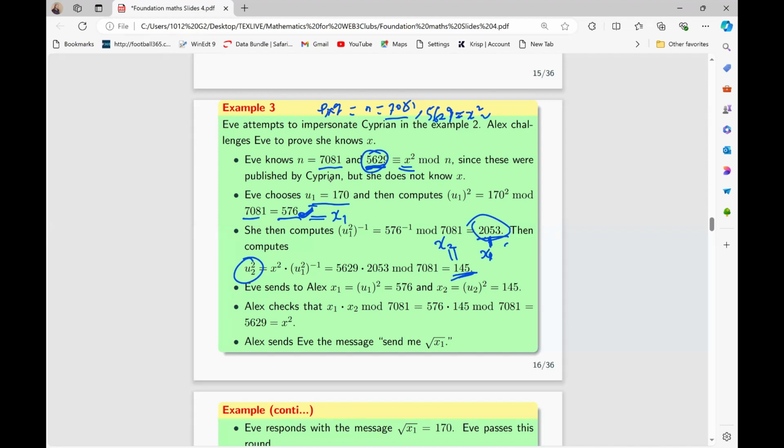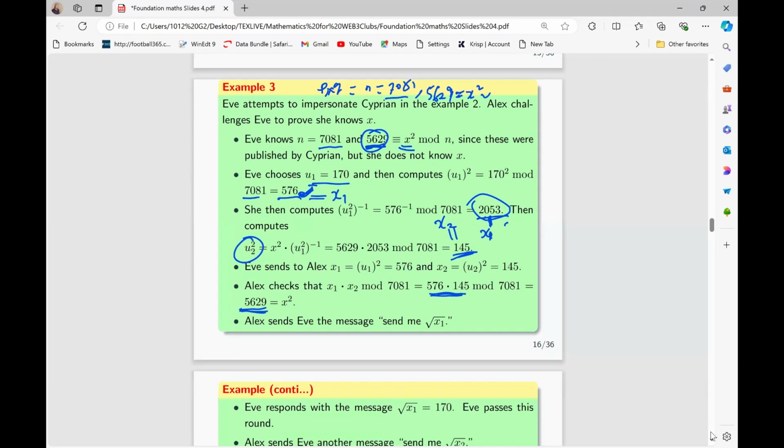Alex confirms whether their product is x squared, so he multiplies these two. To his surprise, he finds that they're equal to x squared. So he's beginning to feel that this guy is proceeding in the right way in terms of the proof. But then he has to verify. Since he has just been sent the two numbers, Alex is supposed to ask for the square root of each of them.